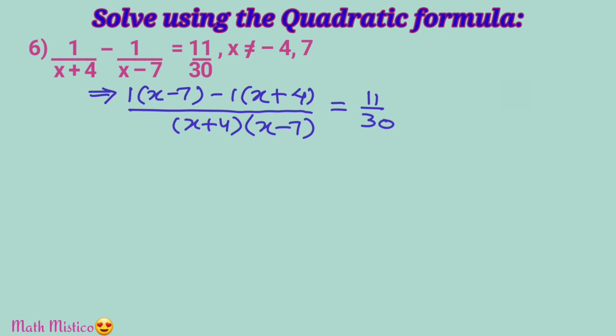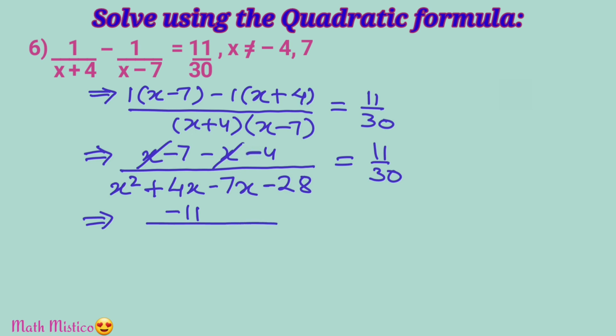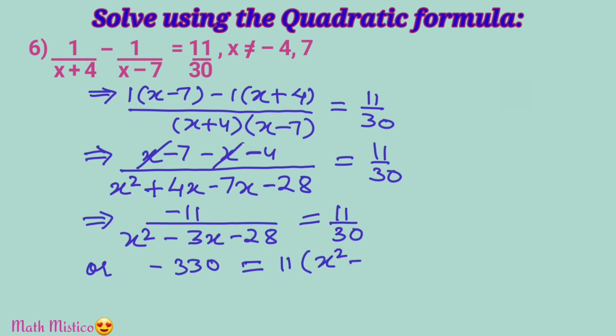Now open the brackets and the negative sign will multiply with each term in the second case. So we have x minus 7 minus x minus 4 upon x square plus 4x minus 7x minus 28 is equal to 11 over 30. X cancels. Minus 7 minus 4 is minus 11. Denominator is x square minus 3x minus 28. Cross multiplying minus 330 is equal to 11 into this.